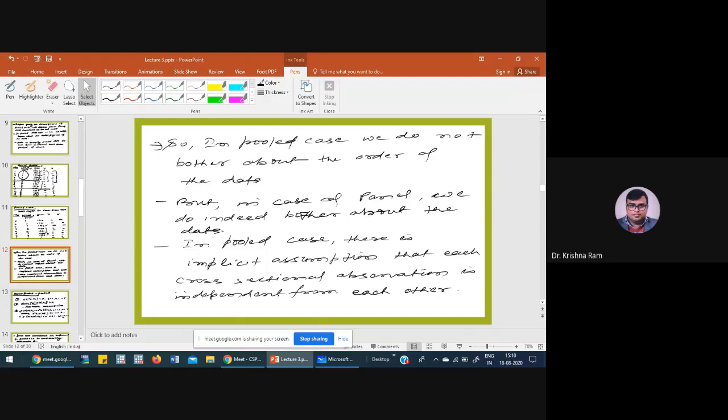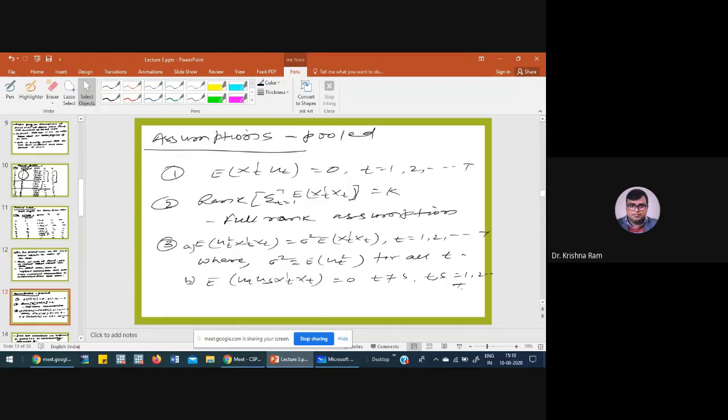One more assumption, which we call the implicit assumption, is that in a pooled case we implicitly assume that each cross-sectional observation is independent from each other. So there is no correlation across cross-sectional units over a period of time. That means each observation is an independent observation. So these are the assumptions, but before going on to the assumptions, I would like to take your doubts. If anyone has any doubt, please ask me.